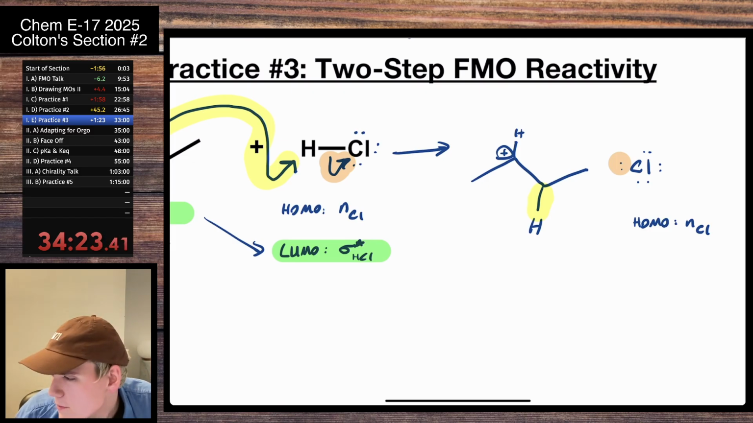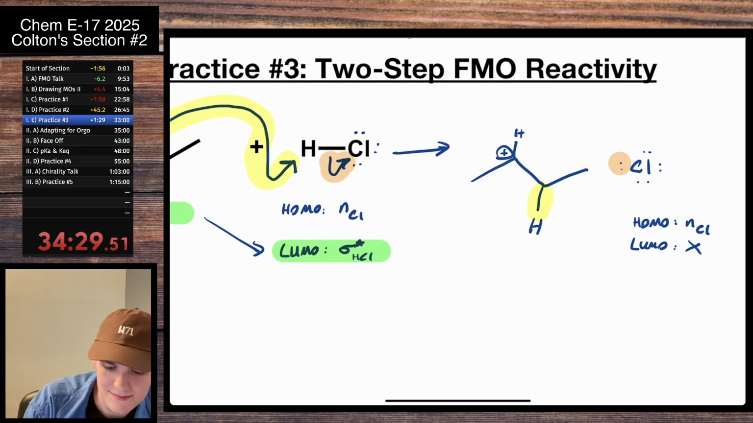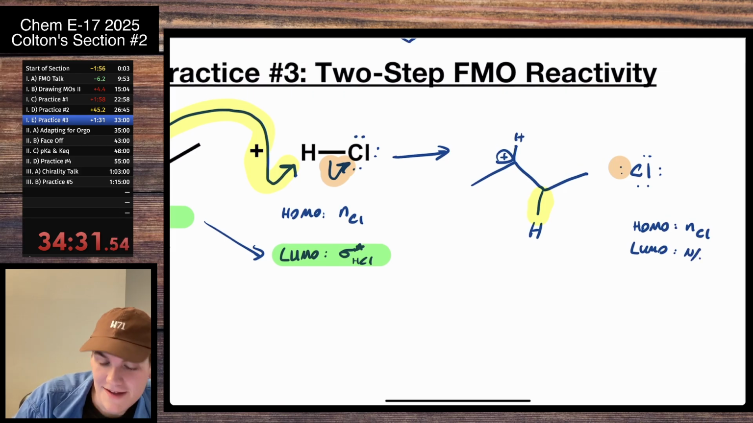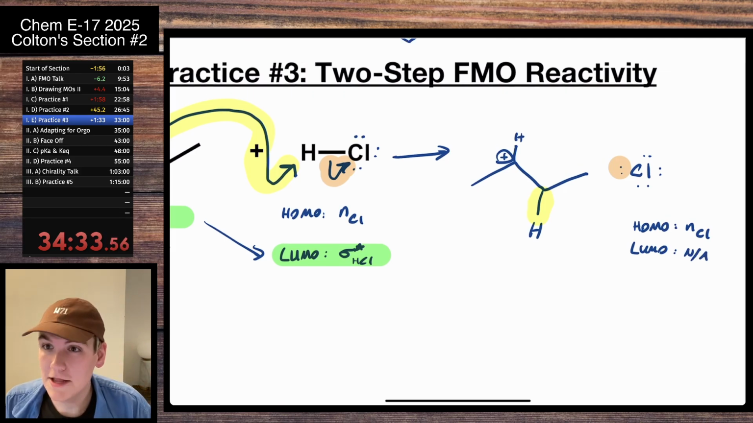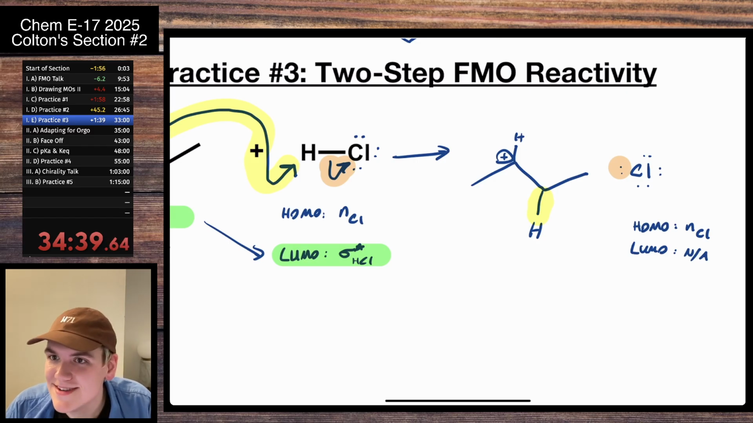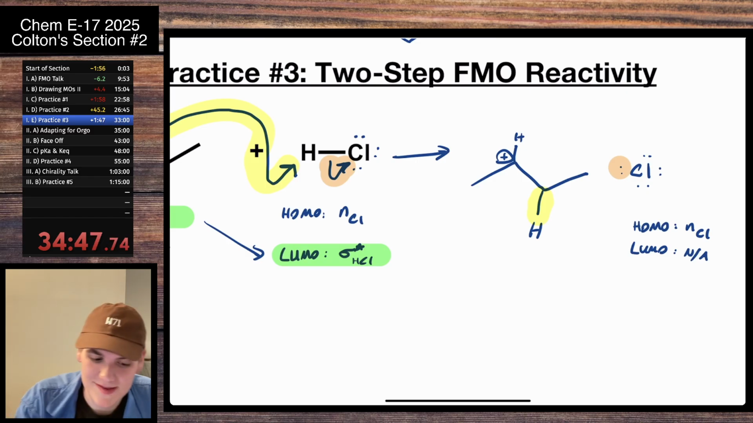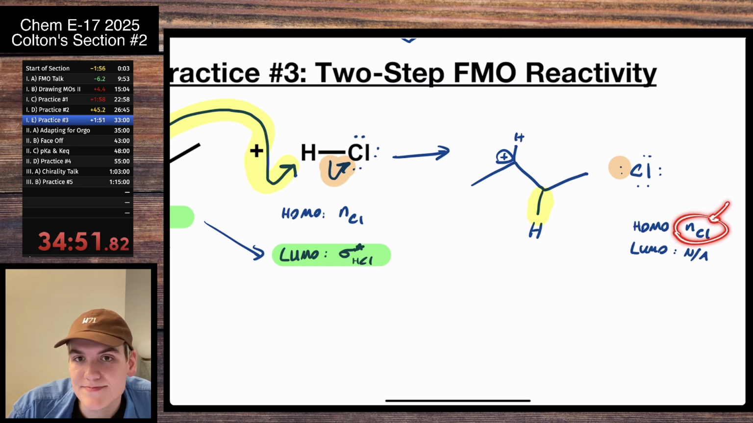And then for the LUMO, we don't have a LUMO. I'll just put not applicable. In fact, we don't even really have molecular orbitals. This is literally an atom. So it feels weird to use MO theory here, but the framework can still work. Because here we don't have any molecular orbitals, so we don't have any acceptor orbitals. And remember, this non-bonding orbital is an atomic orbital, a lone pair.